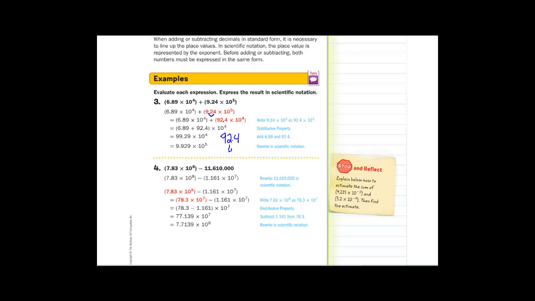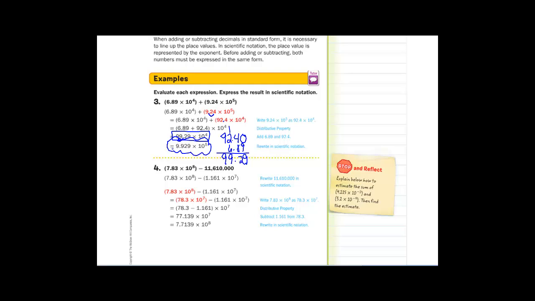92.4, 6.89. Remember, whenever it is decimals, we do have to line up our decimals. 9, 2, 9, 9. Bring decimals straight down. 99.29 times 10 to the 4th, okay? Now again, just like in multiplication and division, we have to make sure that that is in proper scientific notation. So now we're going to move our decimal back here. Because this was a number bigger than 1, I'm going to add a positive 1 to it. This is my answer, 9.929 times 10 to the 5th.